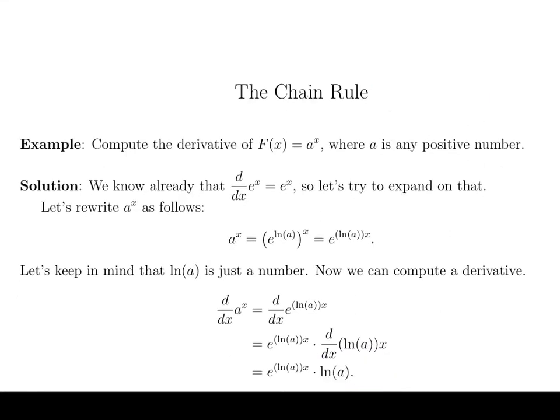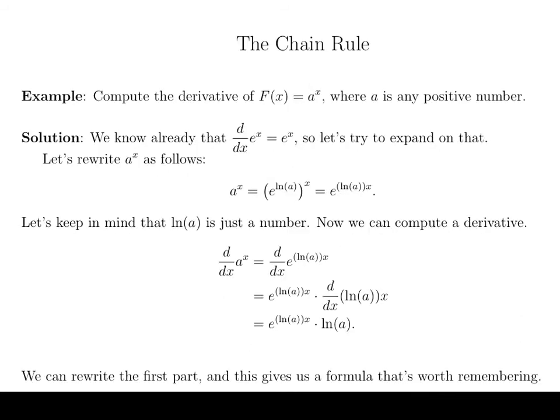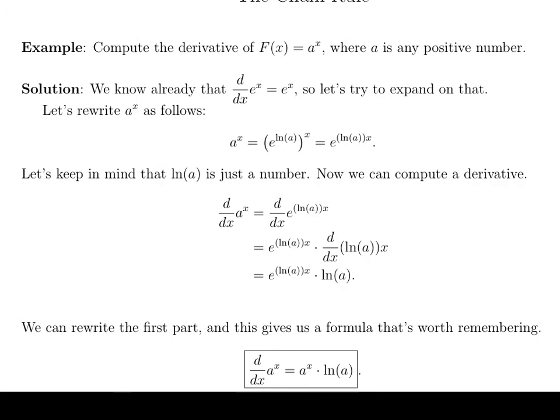So here's our final answer. We just get e raised to the log a times x, and then that whole thing times the number log a. I'd like to rewrite that first part, and we're going to have a formula now that I think is worth memorizing. So we get that the derivative of a to the x is equal to a to the x times log a. So this piece here, we're basically rewriting it just as we did here, but we're going back to rewriting it as a to the x.